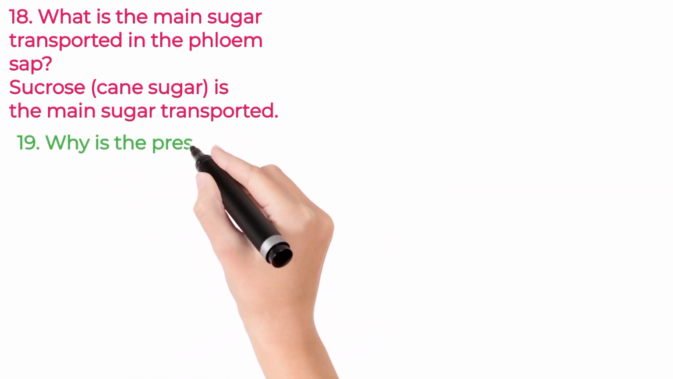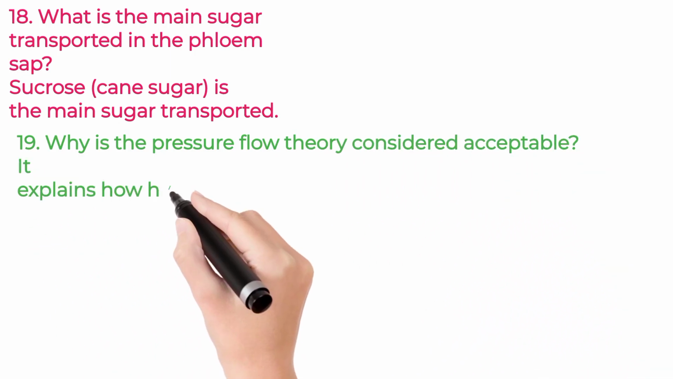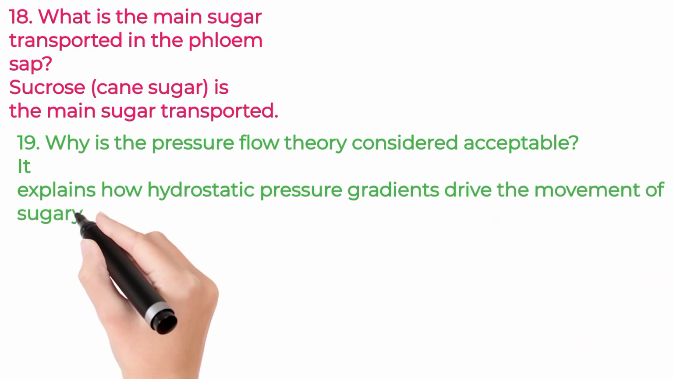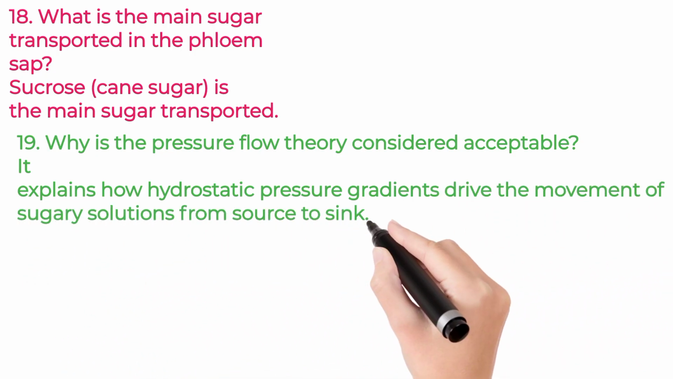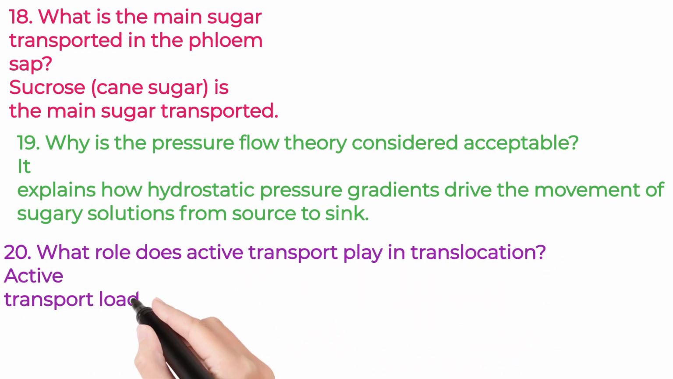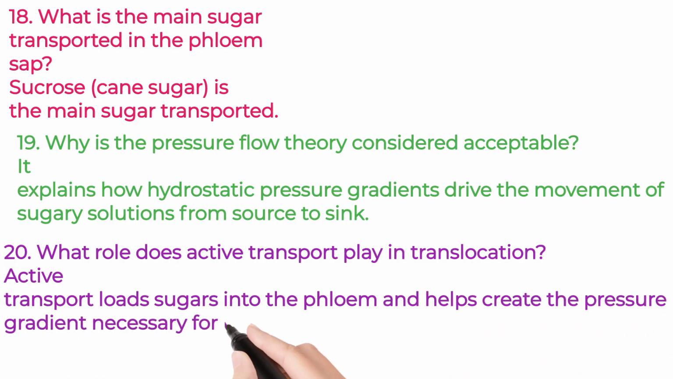19. Why is the pressure flow theory considered acceptable? It explains how hydrostatic pressure gradients drive the movement of sugary solutions from source to sink. 20. What role does active transport play in translocation? Active transport loads sugars into the phloem and helps create the pressure gradient necessary for translocation.